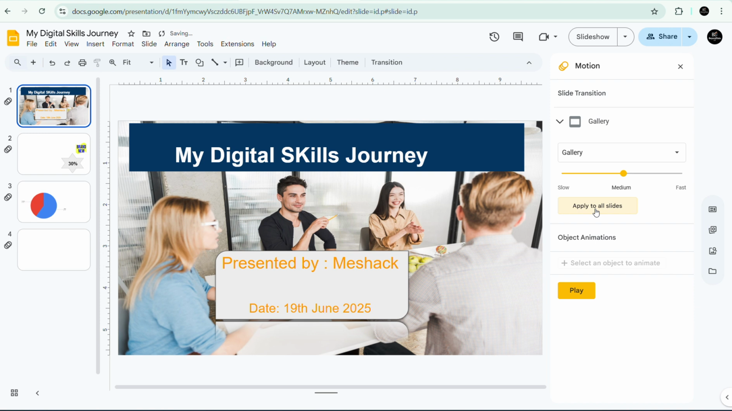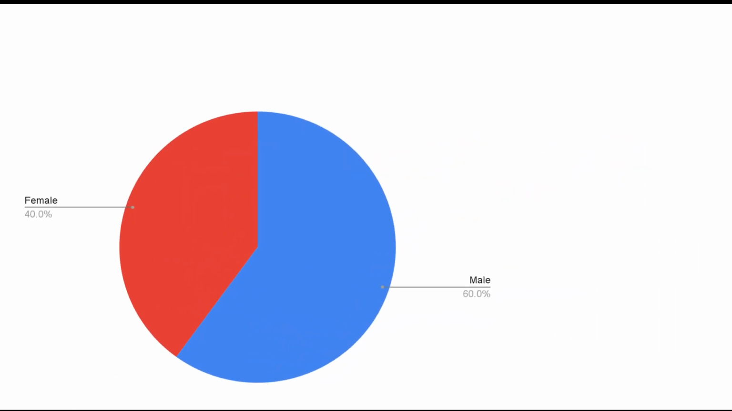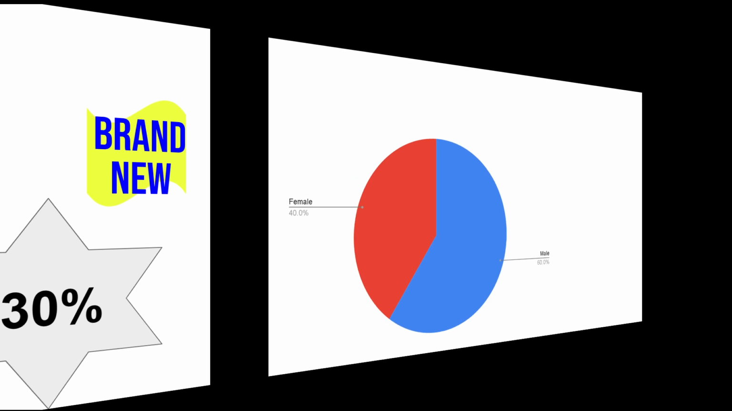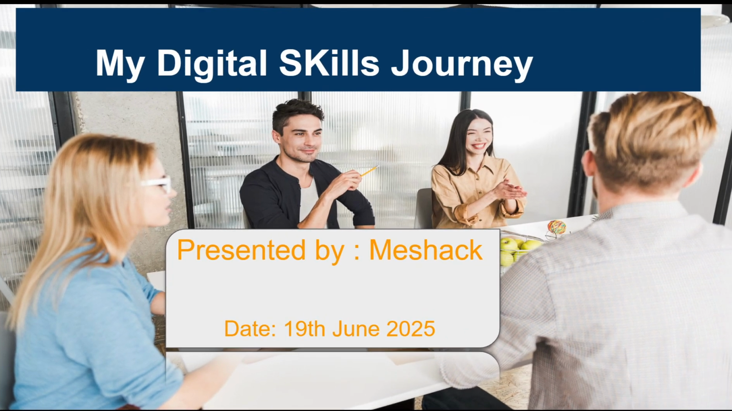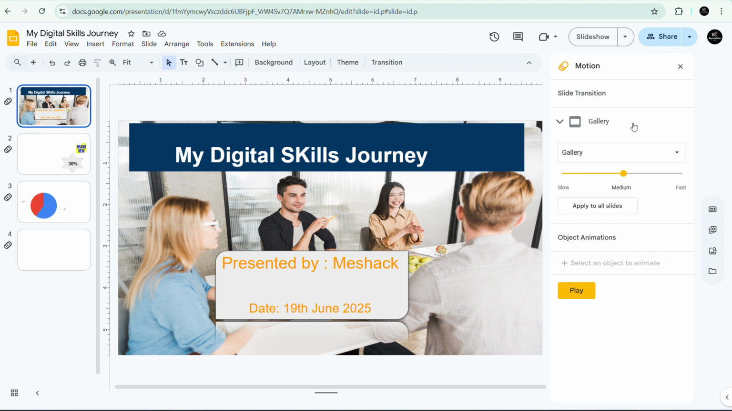Let's see, maybe we apply it to all slides and see how these things will be like when we enter into full presentation mode. You can see this means that your presentation will be moving this way and that way, and that's the end. So you can do anything with Google Slides the way you want.